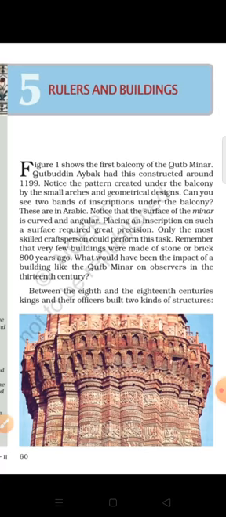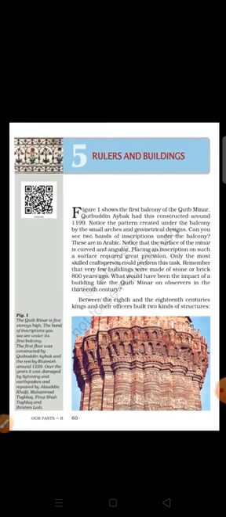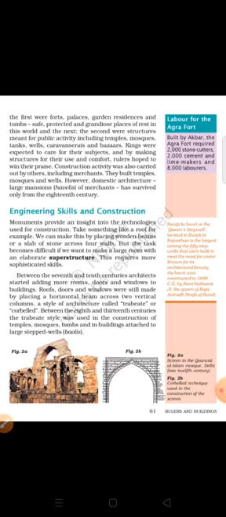Now, between the 8th and 18th centuries, kings and their officers built two kinds of structures. How many types? Two kinds of structures. So we have some structures that we can see easily. The first were forts.